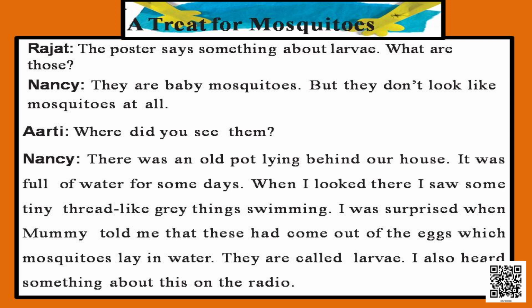I was surprised when Mummy told me that these had come out of the eggs which mosquitoes lay in water. They are called larvae. I also heard something about this on the radio. Now, that's why the poster read that you should not allow the water to collect anywhere around your house.